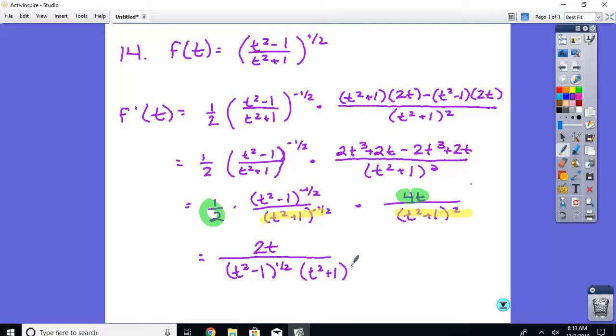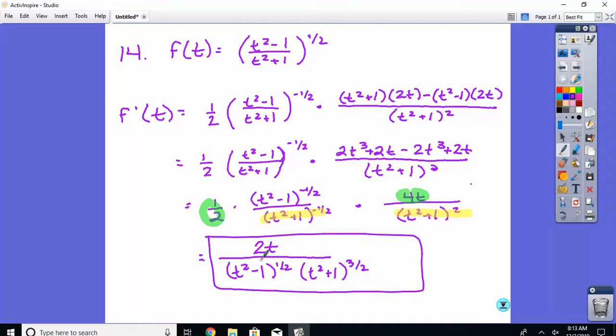Negative 1/2 plus 2 is positive 3. And so that is our final answer. So regardless of how you simplified, you would have gotten to that point. Are you okay on 14?